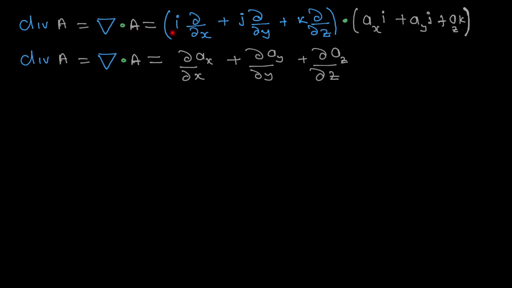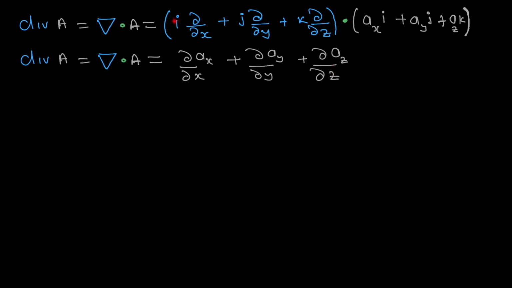We're multiplying the Nabla with the vector by a dot product, and that meant that we can only multiply the partial derivative with respect to x times ax plus partial derivative with respect to y times ay plus partial derivative with respect to z times az, because only i and i will give 1, j and j will give 1, and k and k will give 1. That's why we get that.